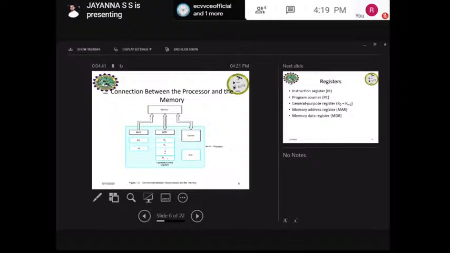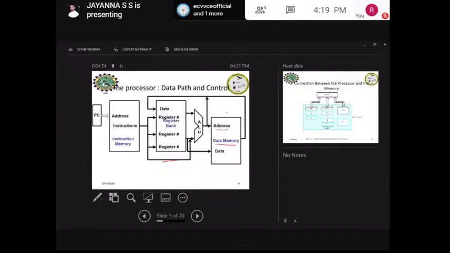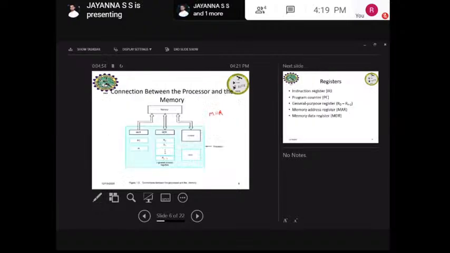Now you can observe that in the processor there will be different kinds of registers. The first one is the MAR. MAR means memory address register. This memory address register is a register that holds the address of the memory where you want to fetch the instruction. That is the MAR, memory address register.